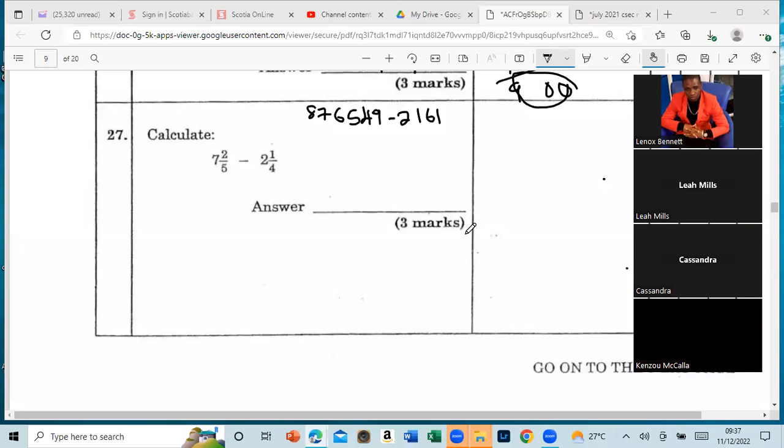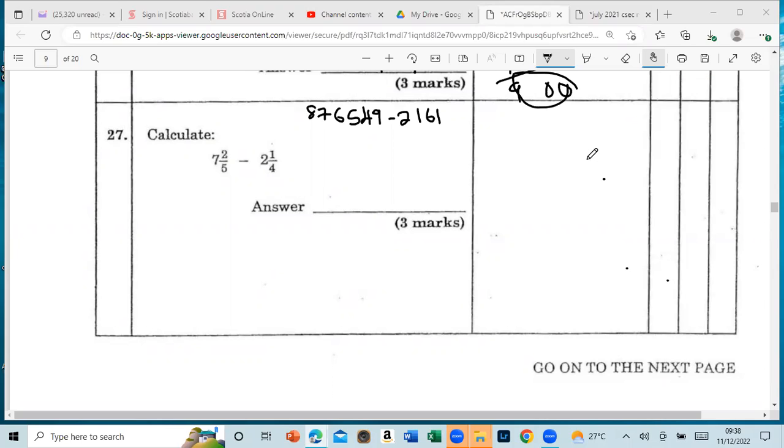We start recording. 7 and 2/5 minus 2 and a quarter. Go ahead, and that is worth 3 marks. Go ahead and do that one. 7 and 2/5 minus 2 and a quarter. Sir, 5 and 3/20. All right, that's one answer. The others try on your own, please, and then tell me what you get.